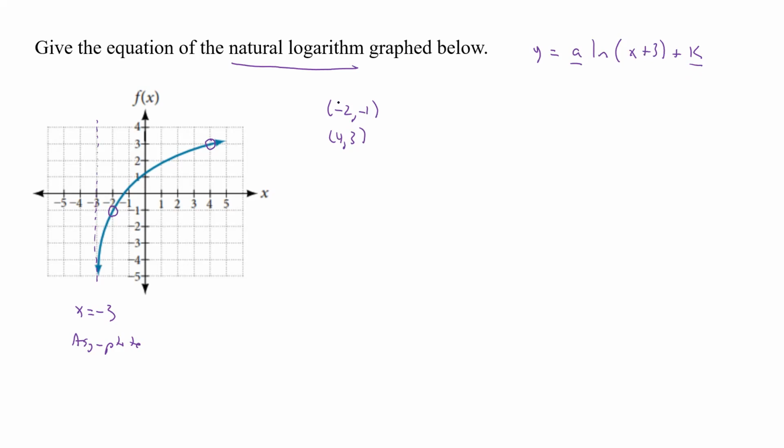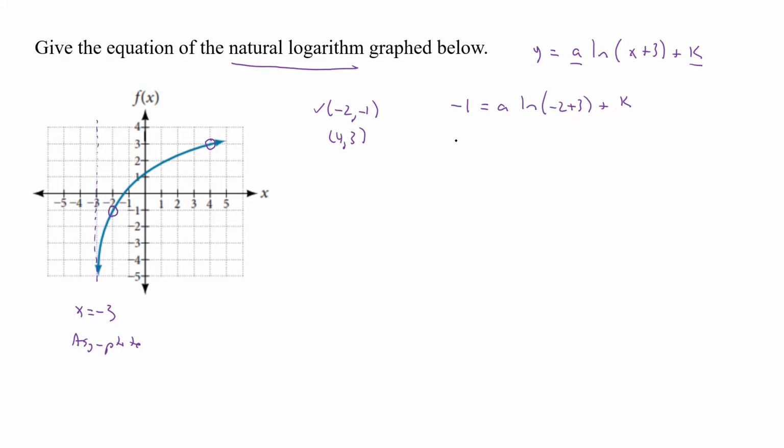So what do we do? Well, let's plug in one of our points that we found. This one I'm more comfortable and confident with because that really looks like it's going through there. This one looks like it might be just slightly under, so I don't know. Let's see what we get. So if we plug in this, we have -1 equals, now we don't know a still, and then we have ln, and x is -2 plus 3, plus k.